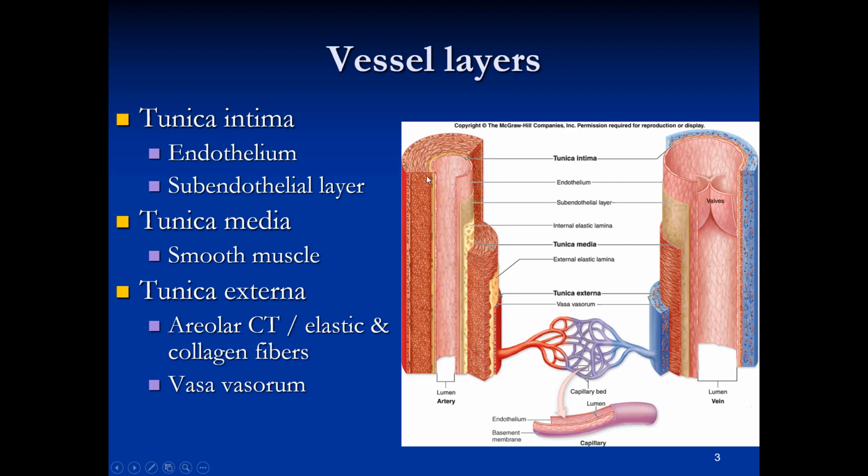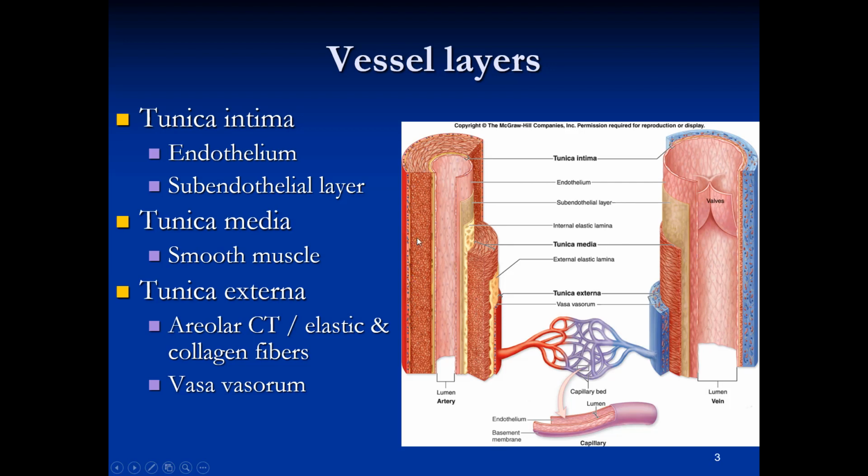The subendothelial layer is just beneath that, but it's less important. The area where you have all the smooth muscle is called the tunica media. In arteries, that's going to be really, really thick because they have lots of smooth muscle. And then the outermost layer is called the tunica externa. It consists of other types of connective tissue.